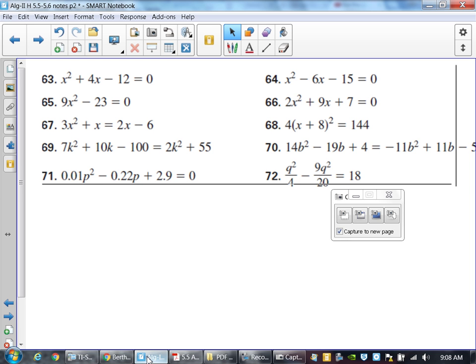For number 65, what would you do? Because there's no x. Square root. No, divide by 9. What would you do first? Oh, add 23. And then what? Divide by 9. And then what? Square root. There you go. Okay, I forget that. And you just work yourself backwards like you would solve it before. Why is it 23?